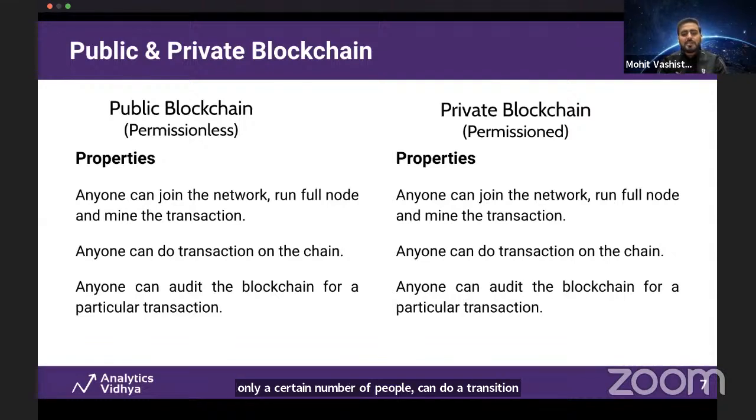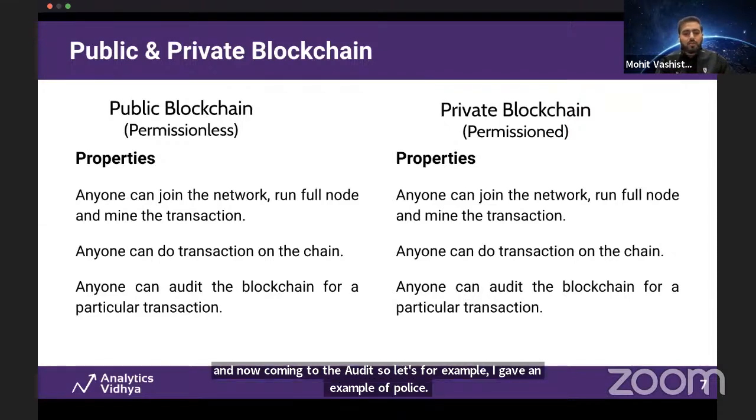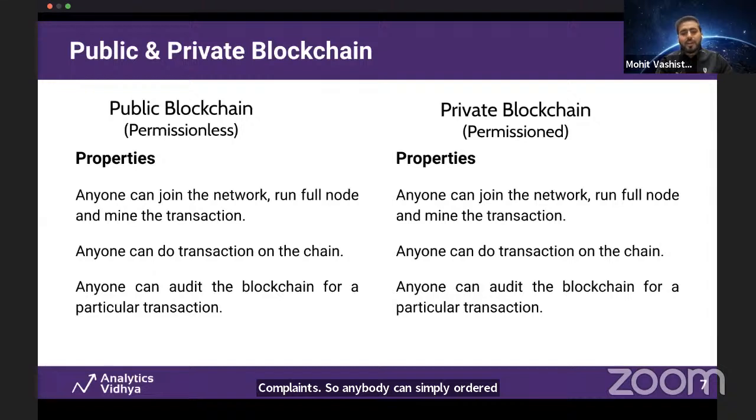Let's say, for example, the police complaints. Anybody can audit which police complaint was raised when, for the public records. So on public blockchain, anybody can audit whether particular data exists or not. And on private, only a certain number of members who are part of that blockchain and have that access can access that data.